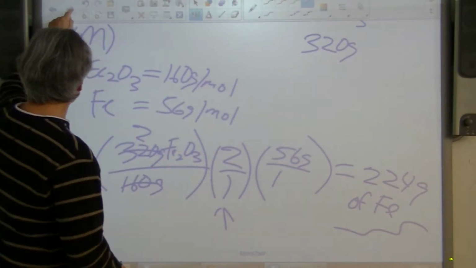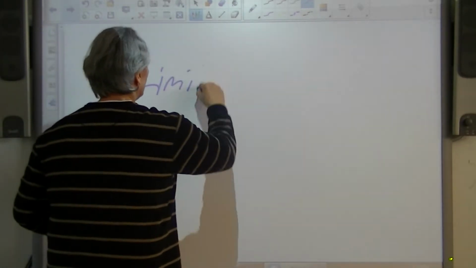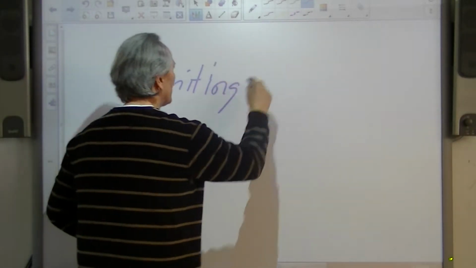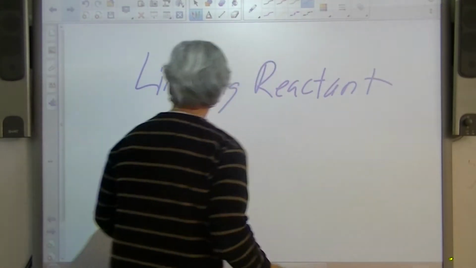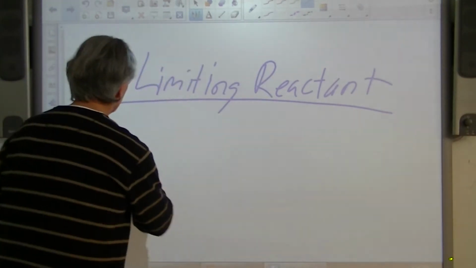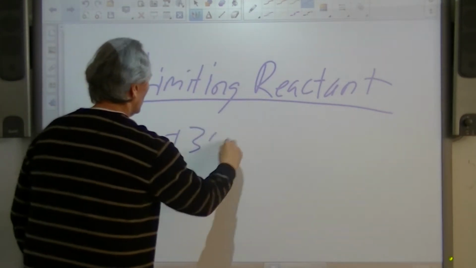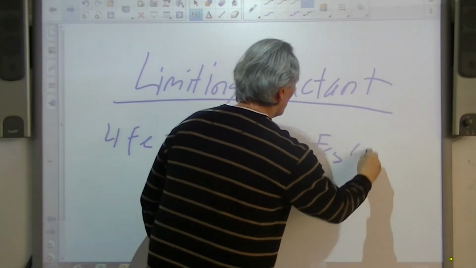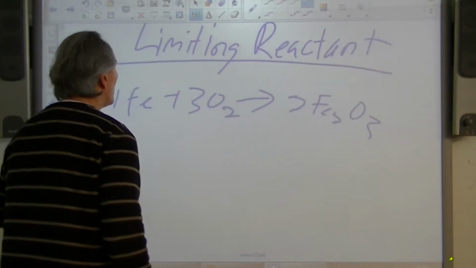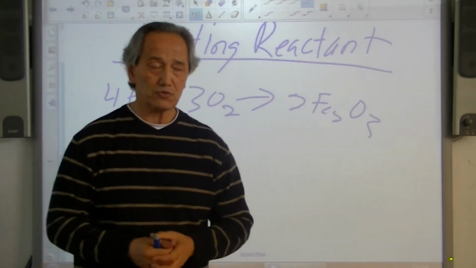All right, let's look at one other problem. Let's go with the limiting. This is the last problem that we'll do. Let's go with the limiting reactant problem. Okay, limiting reactant. Now I'm going to use the same chemical equation that we've been using, plus 3O2 yields 2Fe2O3. What is a limiting reactant problem in stoichiometry?